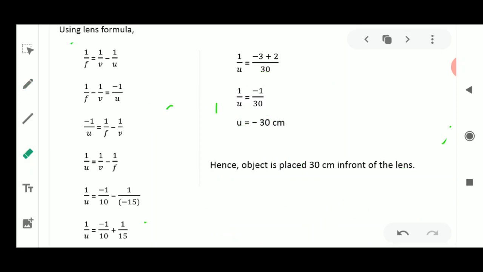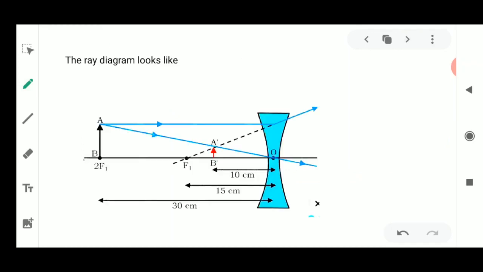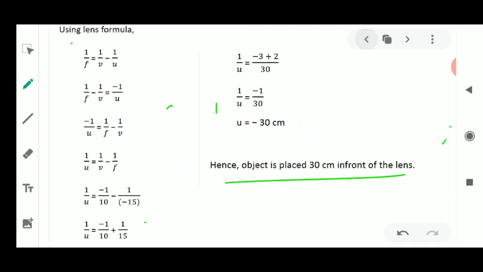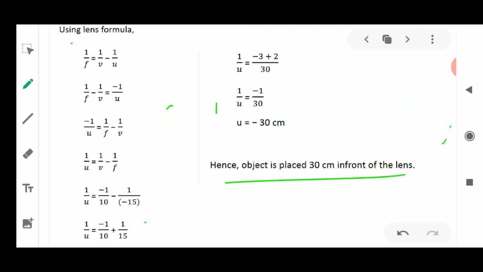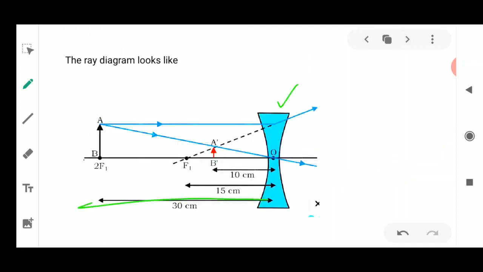Okay, this is how you see that you have got a minus sign with 30 centimeters. Now, if this minus sign is there, it means that the object is in front of the lens. Okay, now what about the ray diagram? This is a concave lens and you will draw F1 and 2F1. We need to know the distance of this object. Initially you found the distance of the object, 30 centimeters, and minus 30 means the object is placed here.